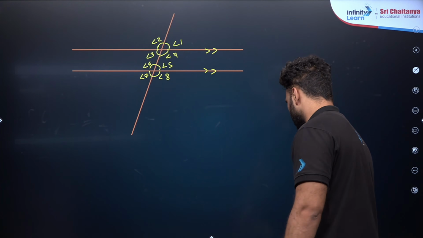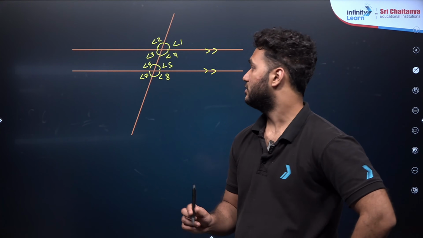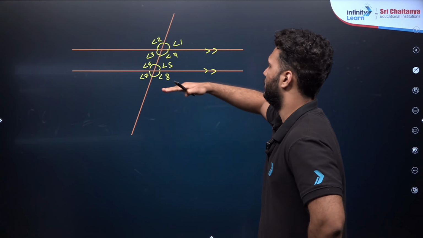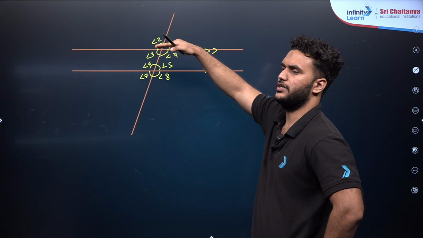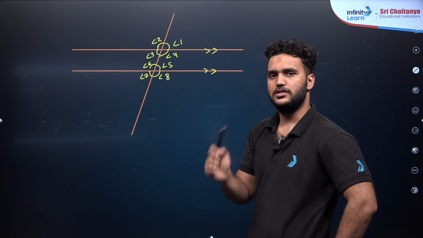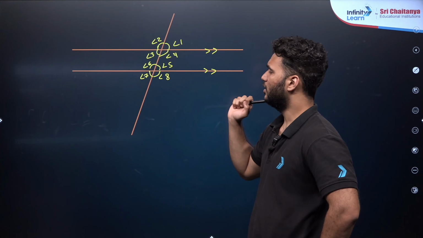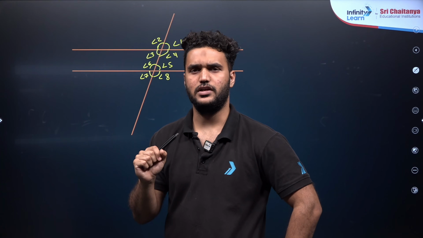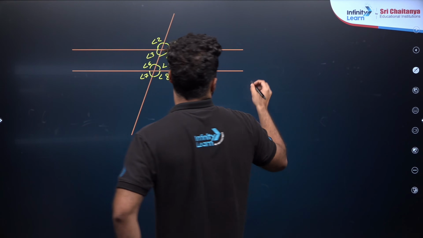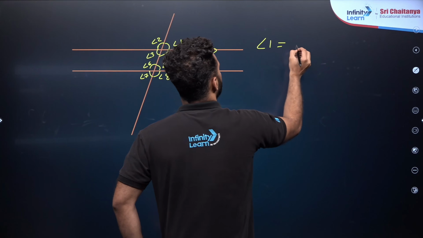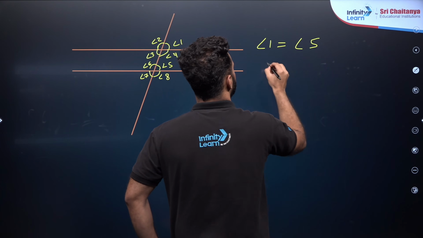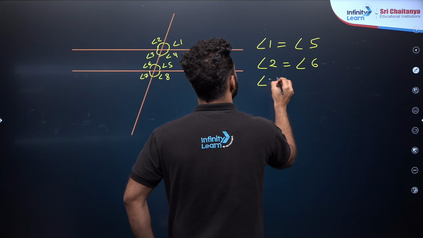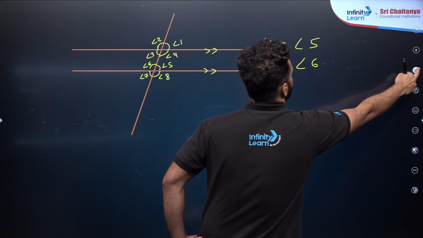Now this one. What happens? Because both lines are the same in terms of angles, if this one is horizontal, then this must be horizontal. If this is vertical, then this must be vertical. This is the property of parallel lines. So in the case of parallel lines, the corresponding angles become equal. Angle 1 will be equal to angle 5. Angle 2 will be equal to angle 6. Angle 7, angle 3 actually.